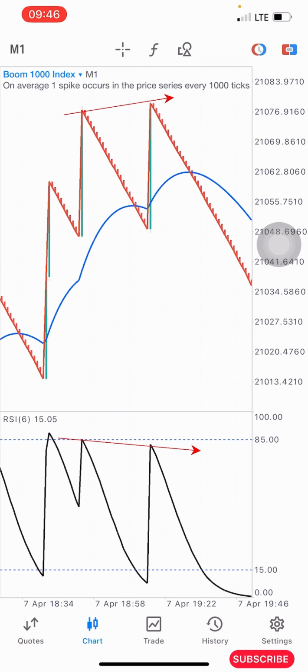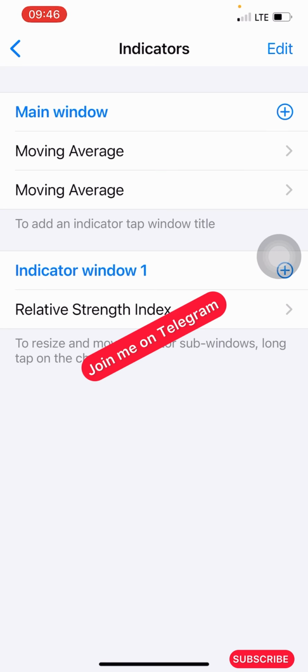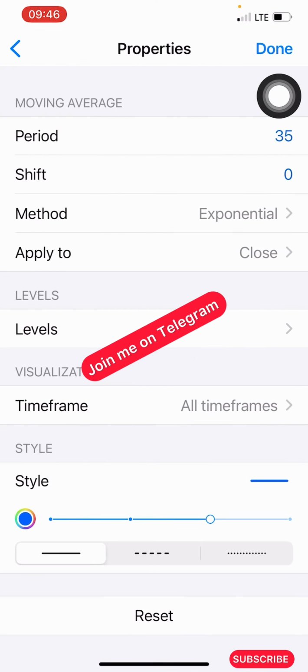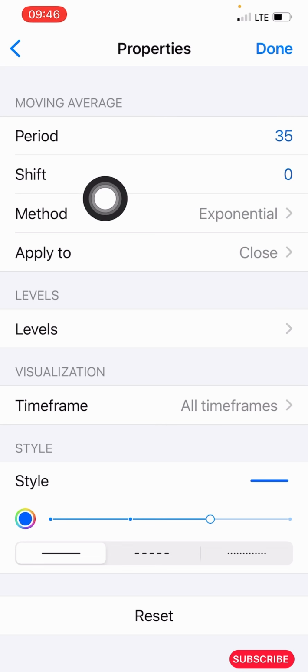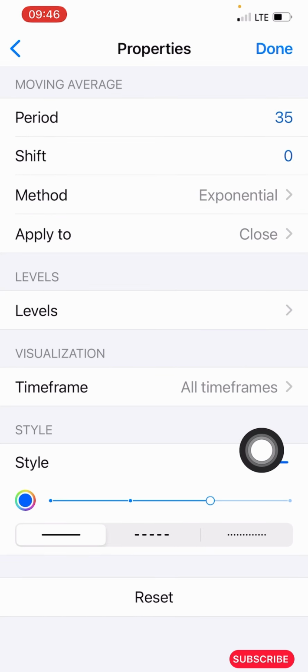So we are going to be clicking on this F icon first. After clicking on that, we search for our moving average, all right, which is the first indicator here. Okay, so you click on this plus icon, you search for your moving average, you make the period 25, the shift is 0, the method is exponential, the apply to is close, all right, the level you leave it as it is, time frame is all time frame. Now the style you make the color blue, and the pixel you make it 3. Okay, after that you click on done.